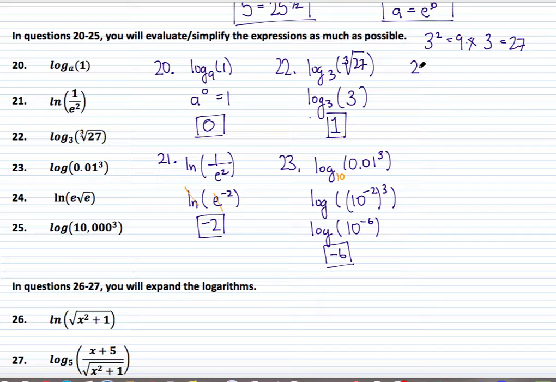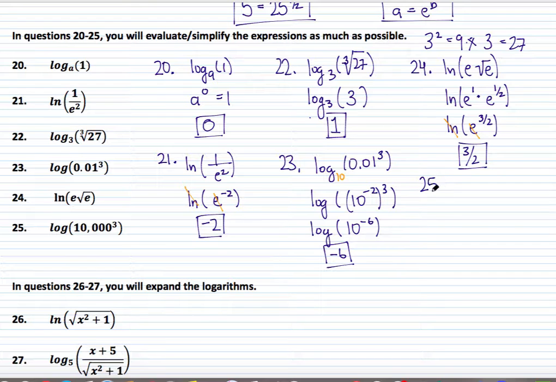For 24, I have ln of e times the square root of e. In order to simplify this one, I'm going to rewrite this as e times e raised to the 1/2. And I'm going to combine these two. So I would combine this to be ln of e raised to the, well, 1 plus 1/2 is e to the 3/2. And since the ln and e will cancel each other out, I'm left solely with 3/2.